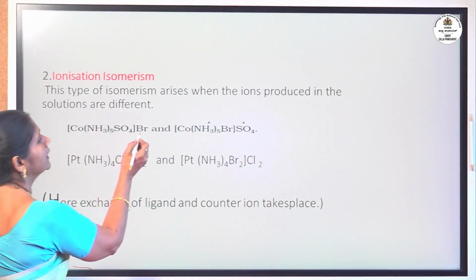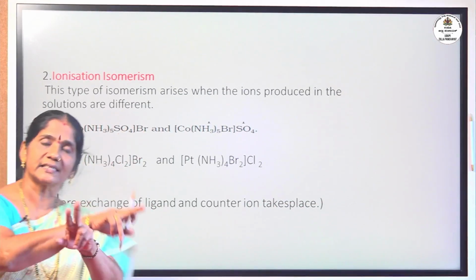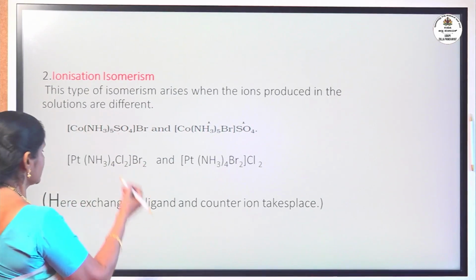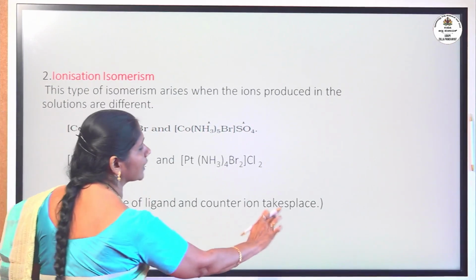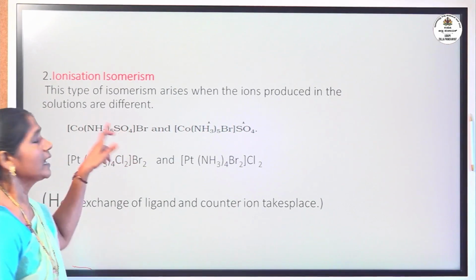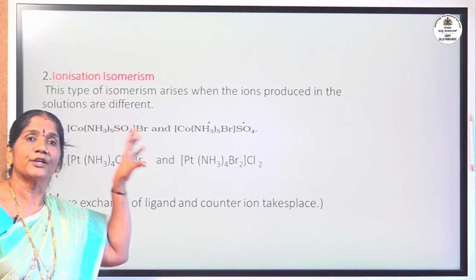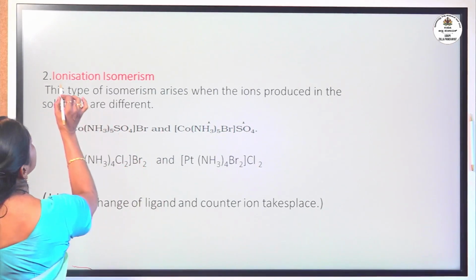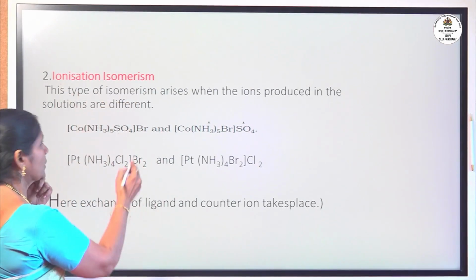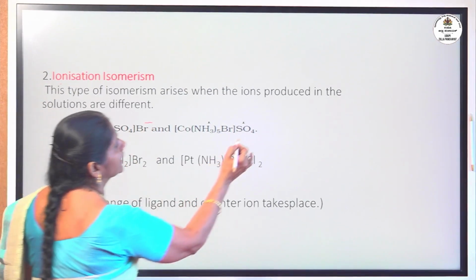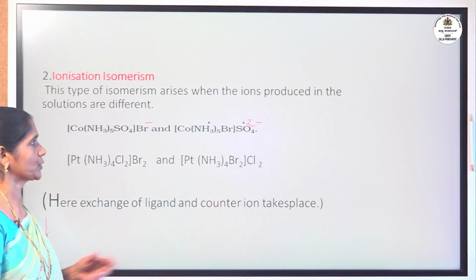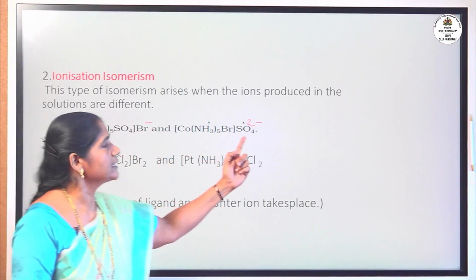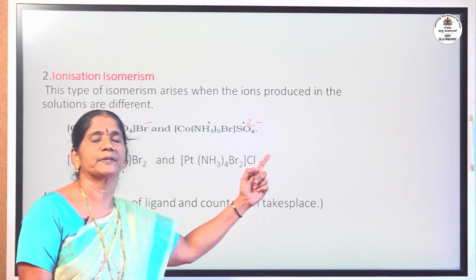And here bromine and sulfate can interchange their role as ligand and counter ion. Such an exchange of ligand and counter ion takes place, and such isomerism, in which the ions produced in the solution are different, is called ionization isomerism. So here bromide is the ion and here sulfate is the ion in the solution. If you add silver nitrate, this will give a pale yellow precipitate, this won't, and this will give you a thick white precipitate with barium chloride.